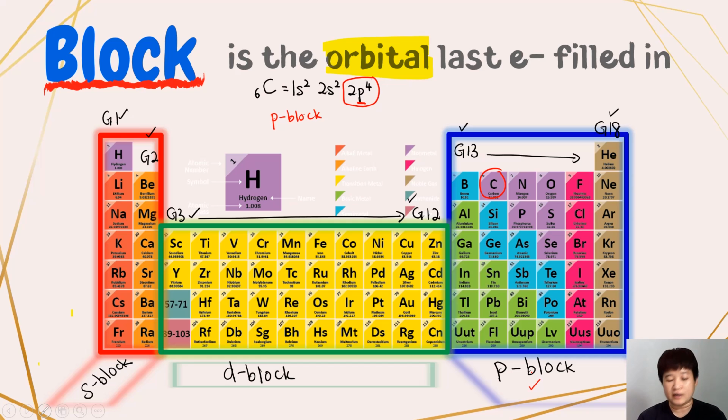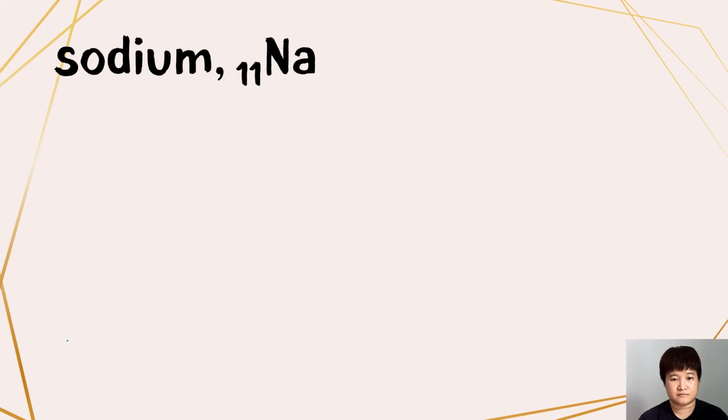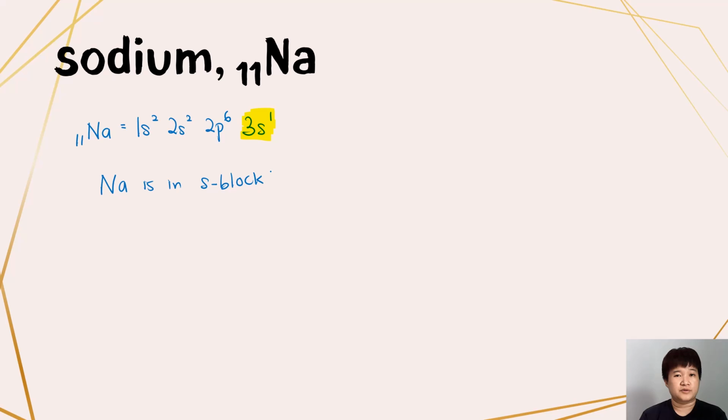Simple. Alright, let's do more examples. I have sodium, 11. First, we write the electronic configuration of sodium: 1s2, 2s2, 2p6, 3s1. So the last electron goes into the s orbital. Therefore, sodium is in the s block, because the last electron goes into the s orbital.